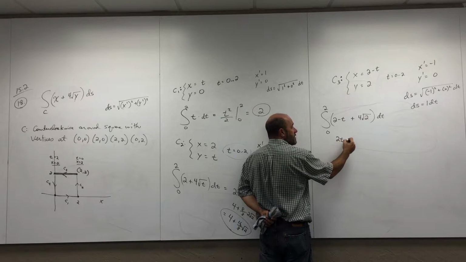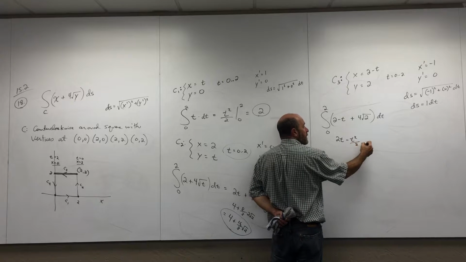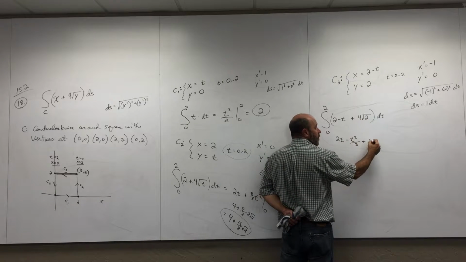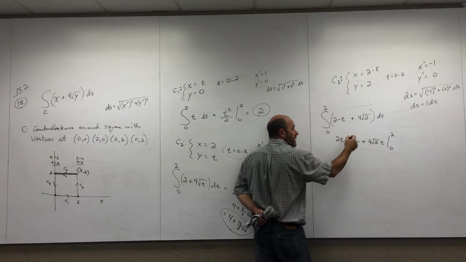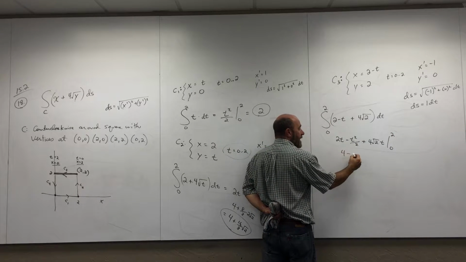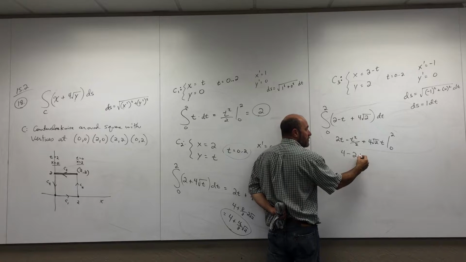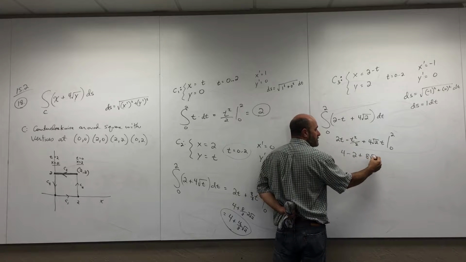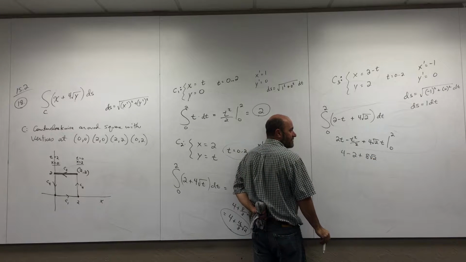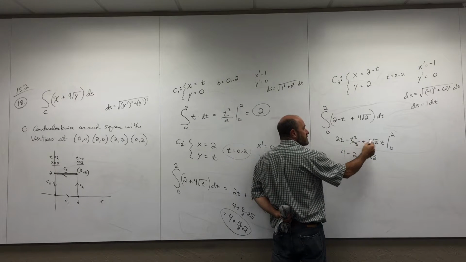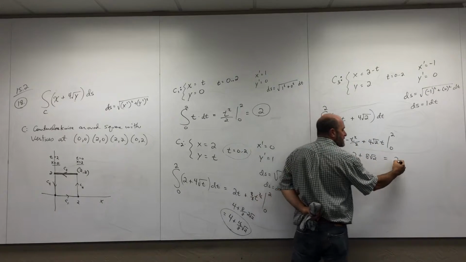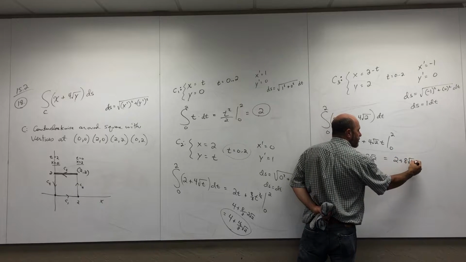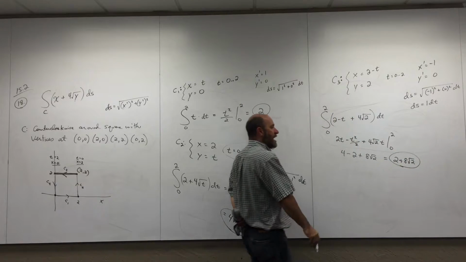This is 2t minus t squared over 2. And then when I integrate that, that's 4 square roots of 2t. From 0 to 2, I'll plug all my 2's in. This is 4 minus 2 plus 8 square roots of 2. When you plug in your 0, this is all gone. So we're done. That was awesome. This is a 2 plus 8 square roots of 2. Wow.